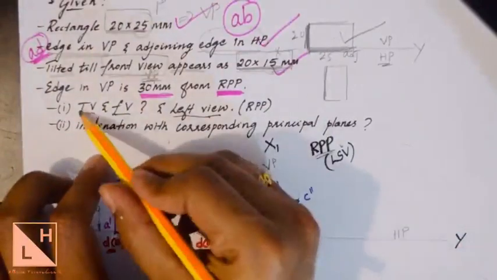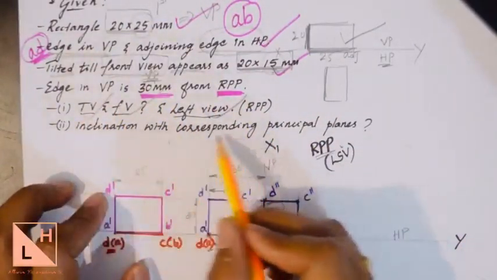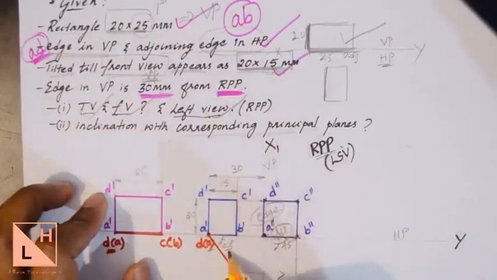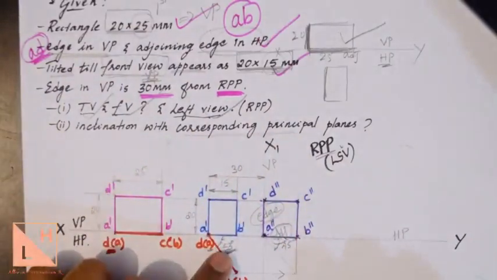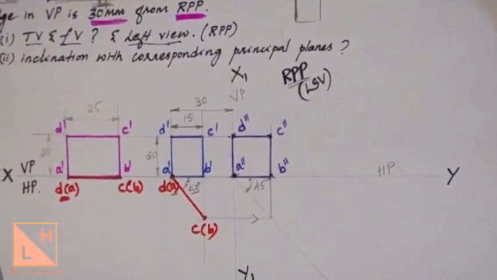What we need to draw: top view, front view, left view. We have done all three. You need to find the inclination with the corresponding principal plane. That also we have found out as 53 degrees. The lamina is making an inclination of 53 degrees. And that gives the solution for the given problem and the conditions.